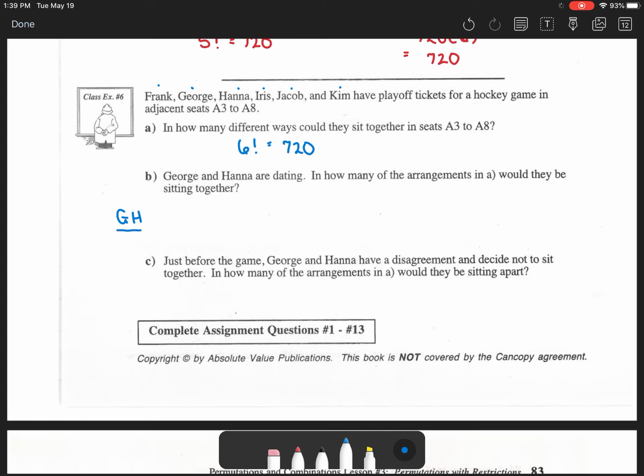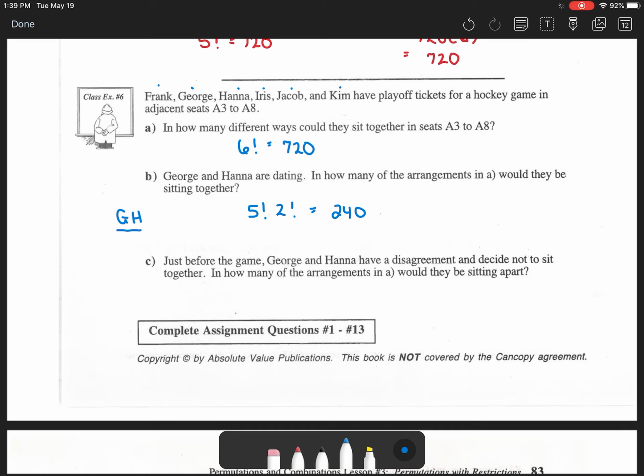So now George and Hannah are one element or one person in this question. So instead of having 6 people, I basically have 5 people because George and Hannah count as one person. And then the number of ways George and Hannah can sit together is 2 factorial, because every arrangement I have could be George and Hannah or Hannah and George. So that's going to be 120 times 2, so that's 240.